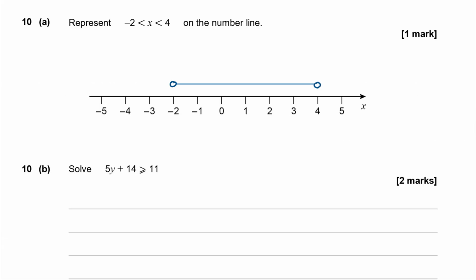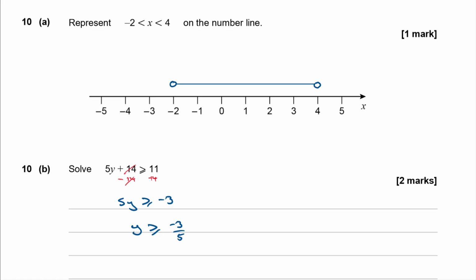And then it says solve 5y plus 14 is greater than or equal to 11. Now these inequalities solve very similar to linear equations, so I'm going to do the same thing. I'm going to take 14 away from both sides, to simplify the left hand side, so they'll cancel, leaving me with 5y on the left. 5y is greater than or equal to 11 take away 14, that's minus 3, and then dividing both sides by 5, then I'm going to get y is greater than or equal to minus 3/5.